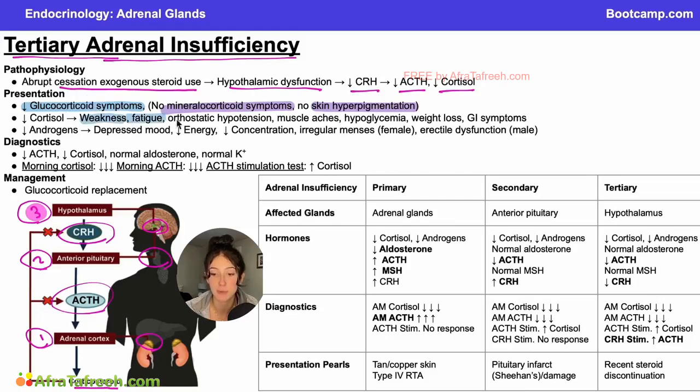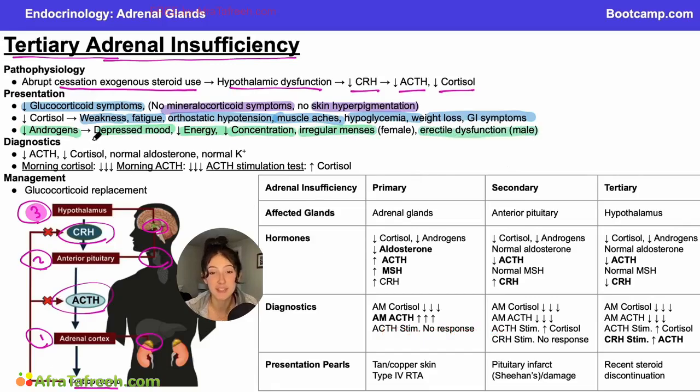your presentation of weakness, fatigue, orthostatic hypotension, muscle aches, hypoglycemia, weight loss, and GI symptoms. So you might have decreased androgens with this presentation, and that will lead to depressed mood, decreased energy, decreased concentration, irregular menses in female patients, and or erectile dysfunction in male patients.